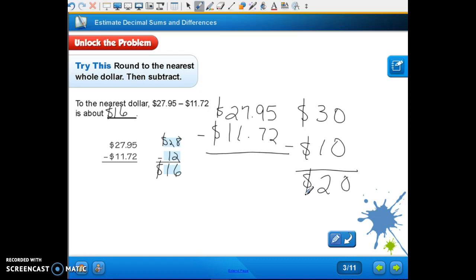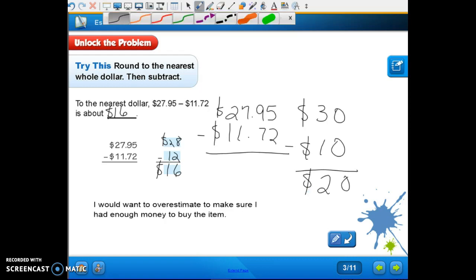What do you think? Over. Why would we overestimate? In case it's a little bit more than you expected. Okay, because we wouldn't want to get to the checkout or get to the store and not have enough money, right? I just want to show you how they word that. One way you might word that is, I would want to overestimate to make sure I had enough money to buy the item. And that is down at the bottom of page 131.